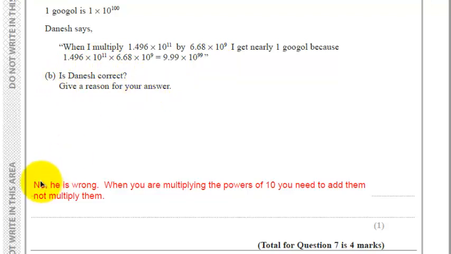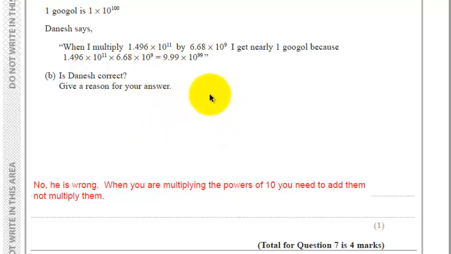No, he's not correct. He is wrong. When you are multiplying the powers of 10, so when you're working with the indices here, you add the indices, you do not multiply them. If I was to write this in longhand, 10 to the power of 11 is 10 times 10 times 10 times 10, 11 times. 10 to the power of 9 is 10 times 10 times 10 times 10, 9 times.